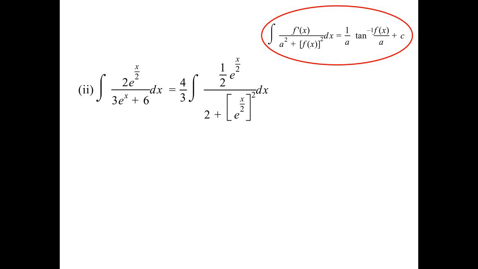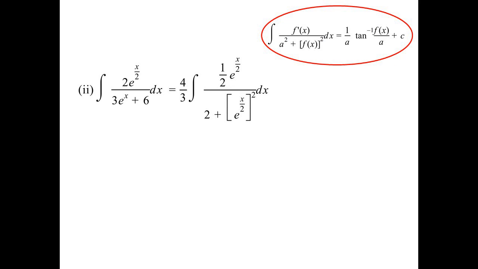So I've got e to the power of x on 2 squared. So I now know that's the function. Therefore, I want the derivative on top. So the top would be a half e to the x on 2. Of course, I can't change the question, so to balance it, I'm going to need 4 out the front.